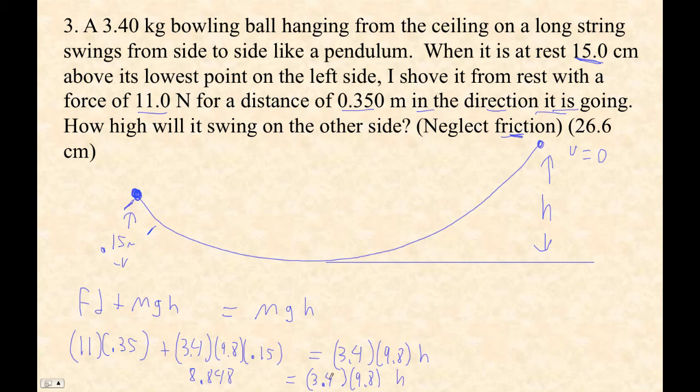So now all I have to do is divide by this and divide by this. So divide by 3.4, divide by 9.8, and lo and behold, I get that h is 0.2655 meters. So what I say is 26.6 centimeters.